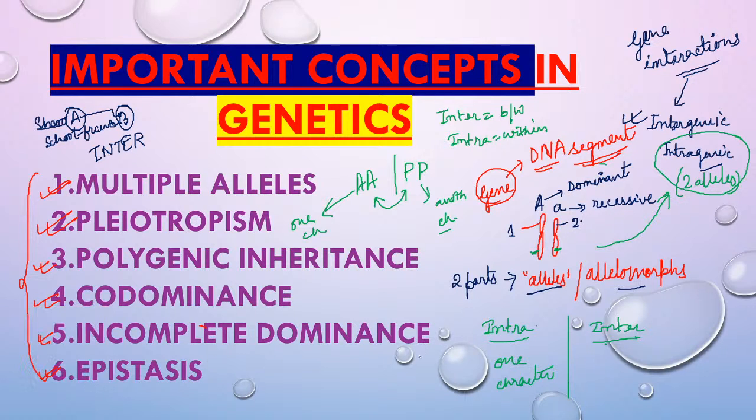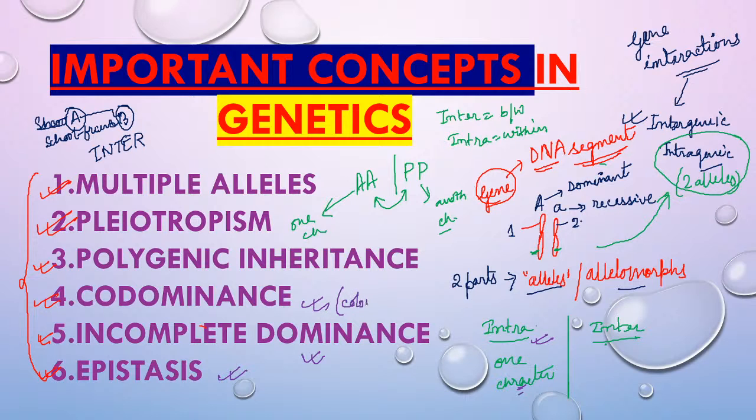So what will happen in the case of intragenic gene interaction is that we are talking about a single character and we will also get a single result. When we are talking about one character, we will go for codominance, incomplete dominance, and epistasis. So these three are the intragenic gene interactions, when there is only one character.